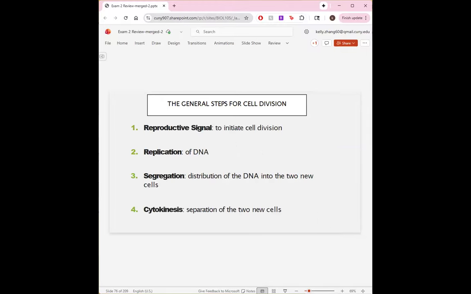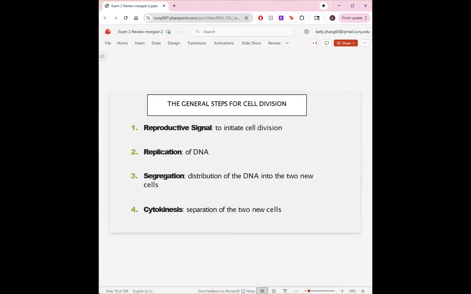So cell division in both prokaryotes and eukaryotes must have the below 4 events in order to occur. The first is a reproductive signal. This initiates the cell division. There's DNA replication, which is when the cell's genetic material is duplicated for 2 new cells. And then DNA segregation, which is the distribution of DNA into the 2 new cells.